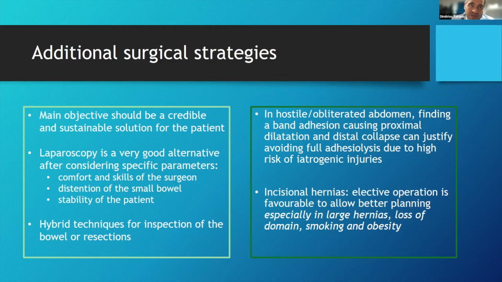If you go in the abdomen and find one band adhesion that is causing proximal dilatation and distal obstruction, it is very valid not to do a full adhesiolysis, and the operative times are going to be minimal. So on these occasions, when you have only one band adhesion obstructing, you can just divide it. If there is no clear cause, then you might have to proceed with a full adhesiolysis.